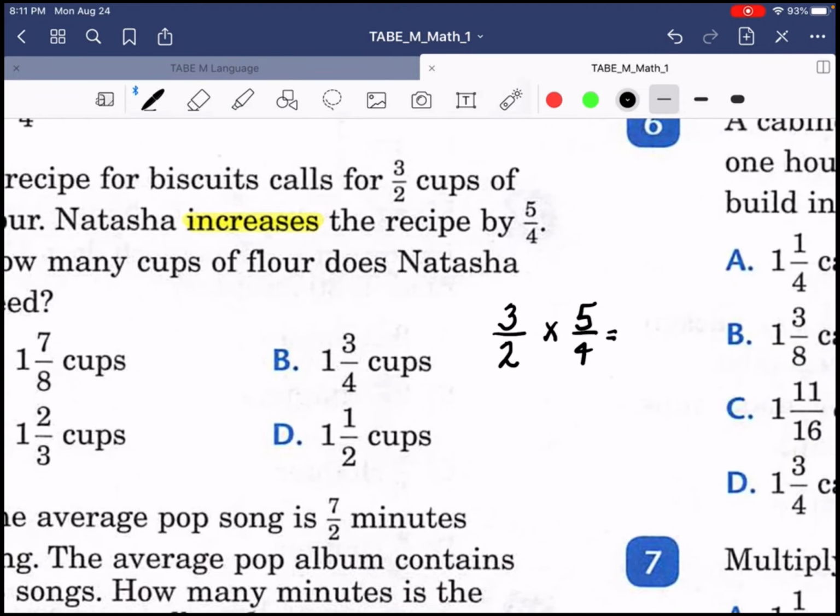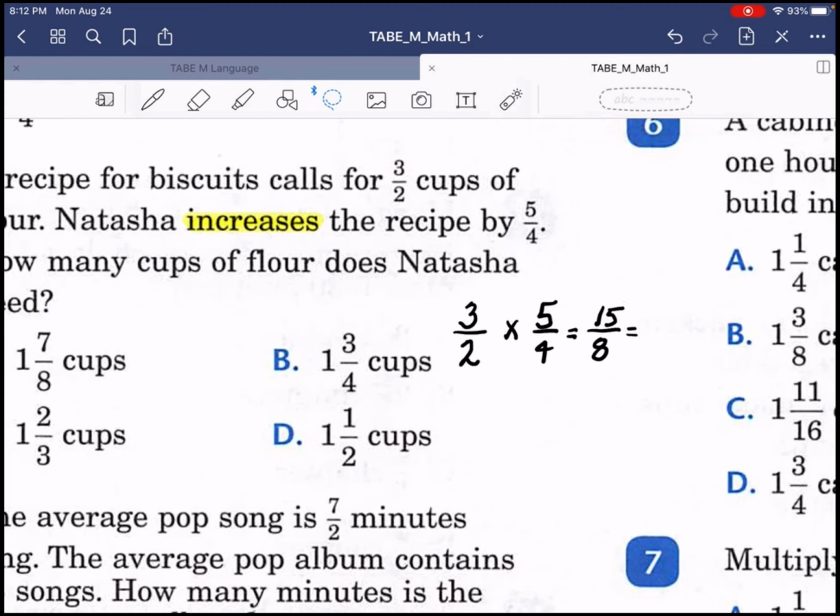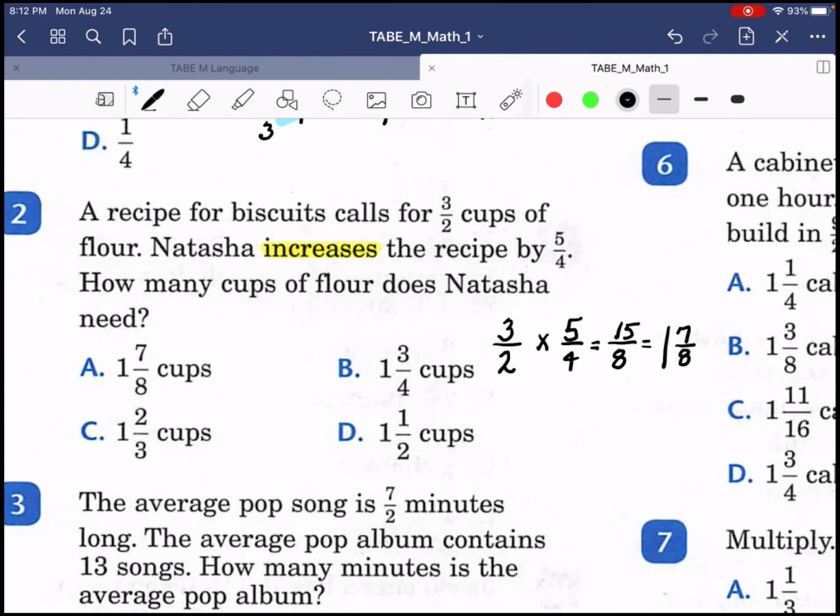So 3 times 5 is 15, and 2 times 4 is 8, and that's a top-heavy fraction. 8 divides into 15 one time with 7 left over, so 1 7/8 cups is the answer we're looking for.